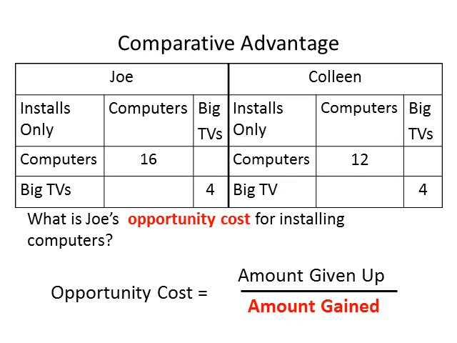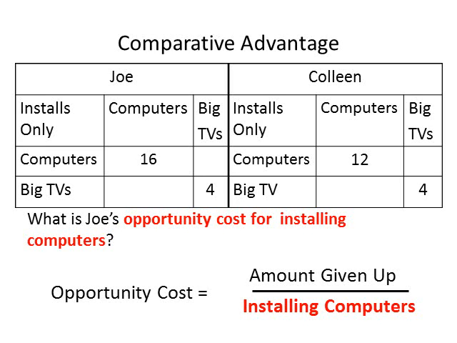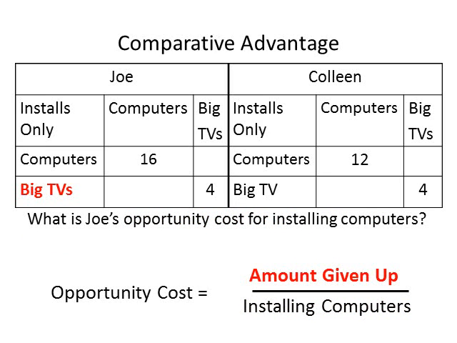The words opportunity cost tell us that we're going to need to substitute in whatever the opportunity cost we're finding into the formula for the amount gained. Since we are finding the opportunity cost of installing computers, we will substitute installing computers in for the amount gained. Big TVs are the thing that Joe gives up if he installs computers, so we are going to substitute in big TVs for the amount given up.